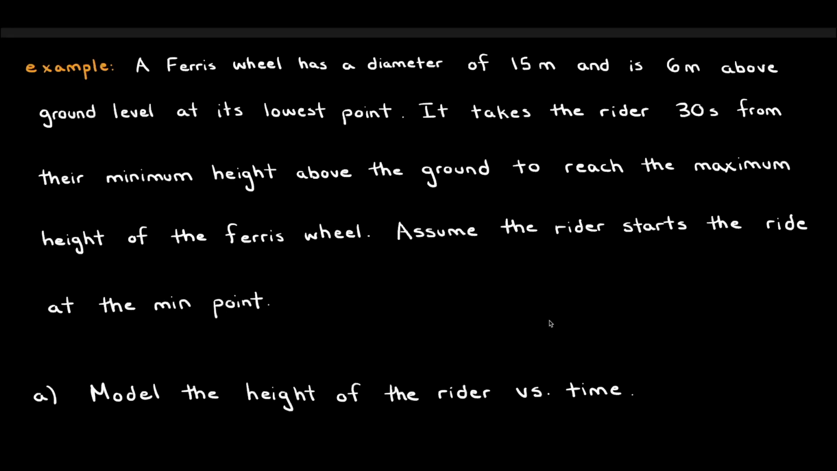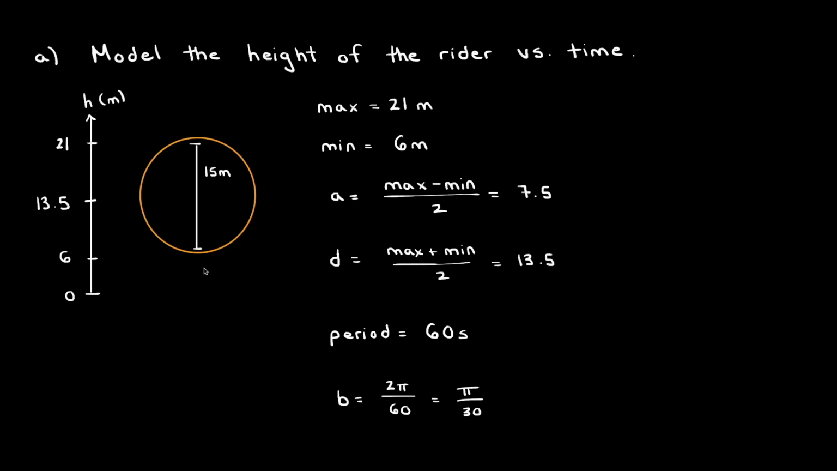In order to build the sine equation or the cosine equation, we need the amplitude, we need the phase shift, we need the equation of axis or the midline, we need the period, right? We have to extract all this information from the problem. And so let's take a look at this physical diagram that I have of the Ferris wheel.